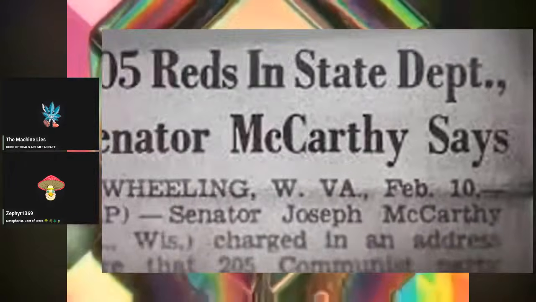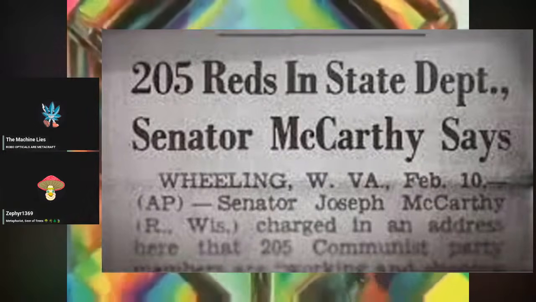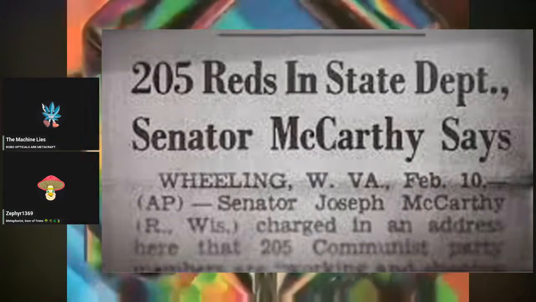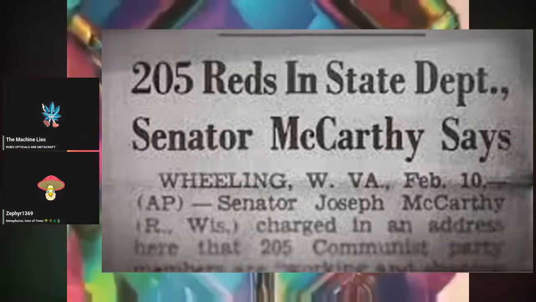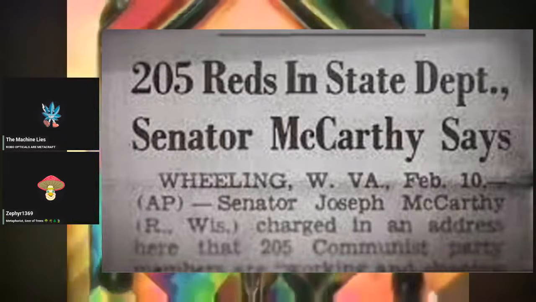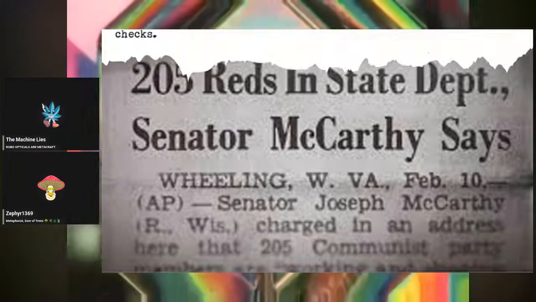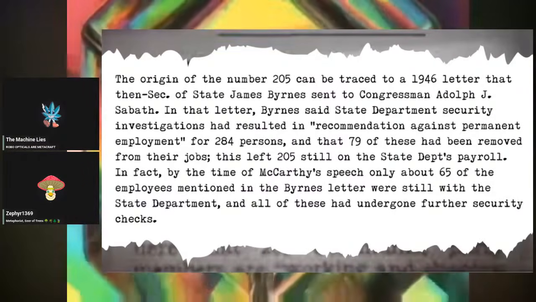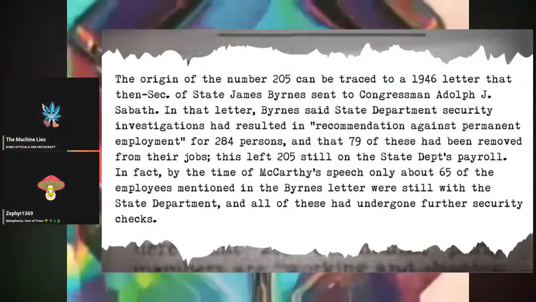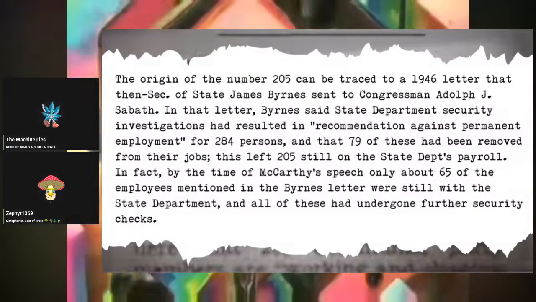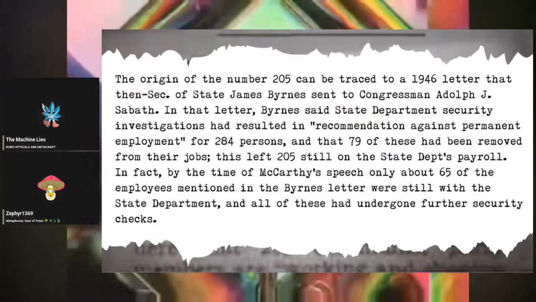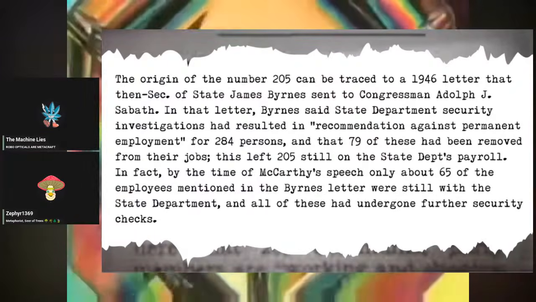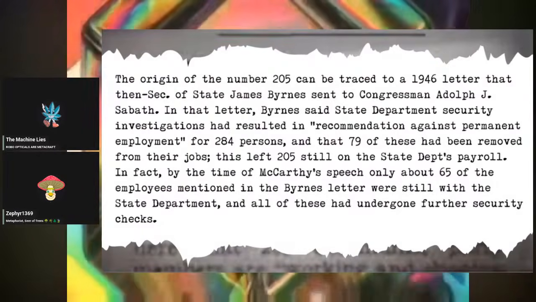The origin of the number 205 can be traced. In later debates on the Senate floor, McCarthy referred to a 1946 letter that then Secretary of State James Byrnes sent to Congressman Adolph J. Sabath. In that letter, Byrnes said State Department security investigations had resulted in, quote, recommendation against permanent employment, unquote, for 284 persons, and that 79 of these had been removed from their jobs. This left 205 still on the State Department's payroll. In fact, by the time of McCarthy's speech, only about 65 of the employees mentioned in the Byrnes letter were still with the State Department, and all of these had undergone further security checks.